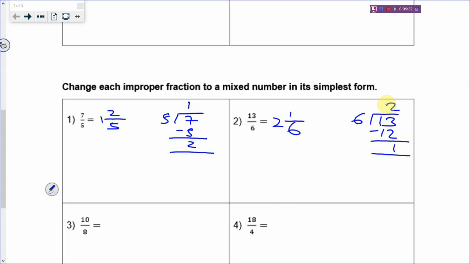Okay? The simplest form means you have to reduce the numerator and the denominator to the smallest number until you cannot reduce anymore. That is simplest form.